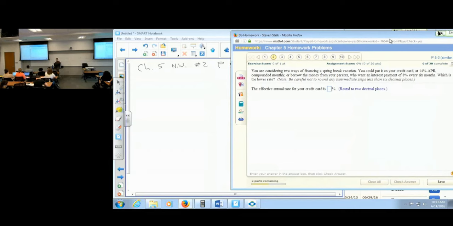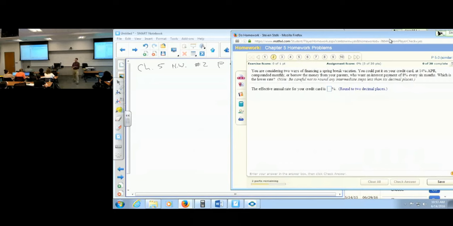You're considering 2 ways of financing a spring break vacation. You could put it on your credit card at 14% APR, compounded monthly, or you could borrow the money from your parents. They want an interest payment of 8% every 6 months, which is the lower rate. All right, so we need to come up with a way to compare these. It's tempting to just look at the numbers and say, oh, 14% is better than 16%. Right? But they're 2 very different numbers.